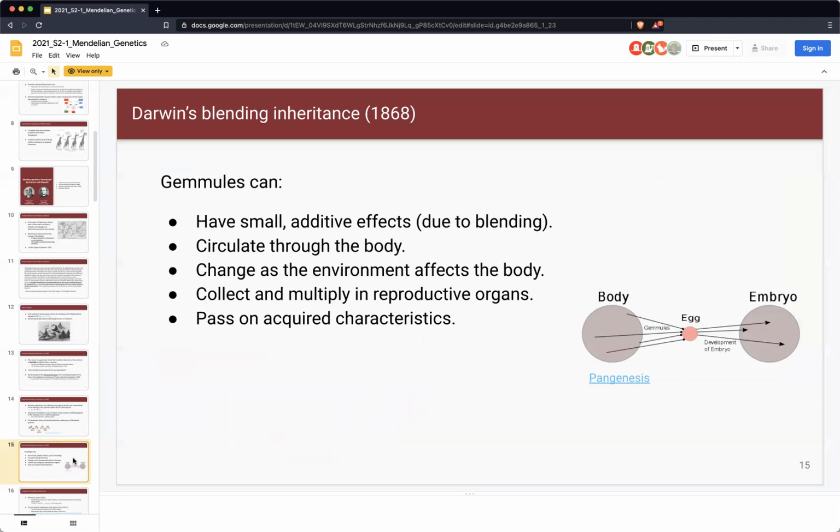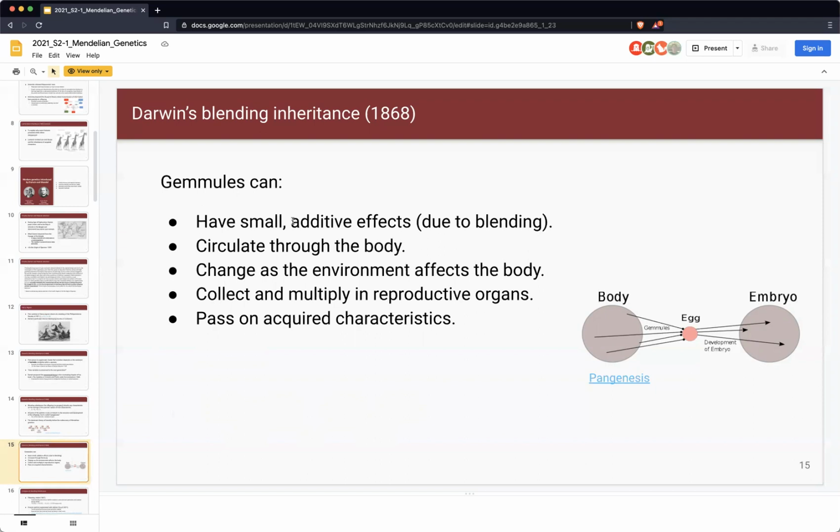As I mentioned, this is based on pangenesis, and pangenesis is facilitated by gemmules. Gemmules are tiny elements that circulate in our body. They are small and additive, because they don't solely affect your traits; it is the sum of many things that develops into the traits. So it has to be additive.